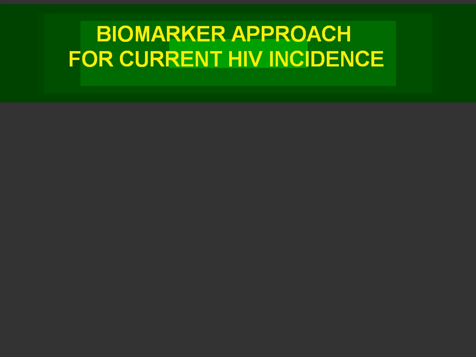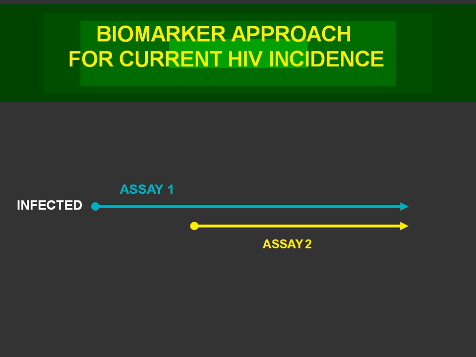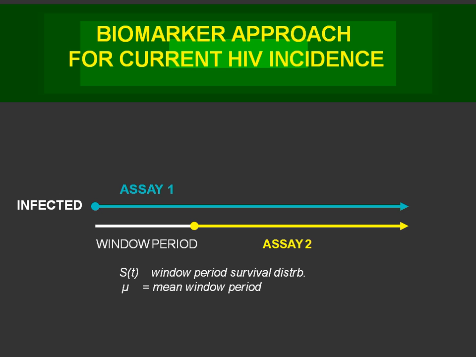So the biomarker approach for estimating current HIV incidence. So basically, you have two assays. Let's call assay 1 the blue assay and assay 2 the yellow assay. And the first assay becomes positive very shortly after infection. The second assay doesn't turn positive until some time period after infection. So if you are positive on the blue assay and negative on the yellow assay, we say that you're in the window period of infection.